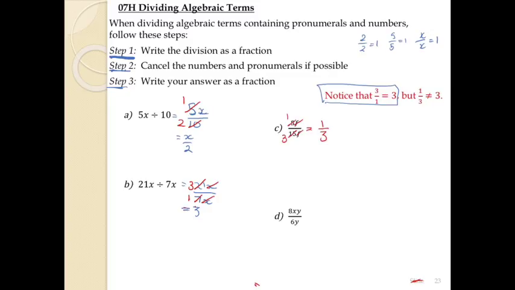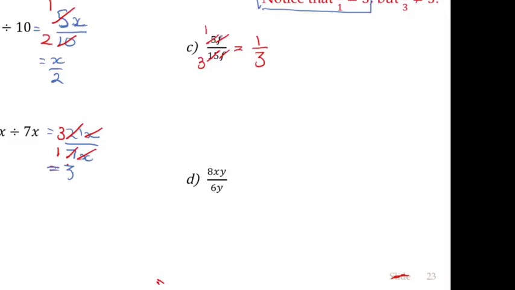Now in part D, again, I'm going to cancel here. So I'm going to cancel the y here and the y here. And then there's nowhere to cancel this x with, so that's going to stay there. And then with 8 and 6, we have a common factor of 2. So 2 goes into 8 4 times, and 2 goes into 6 3 times. And that's going to leave us with 4x over 3.